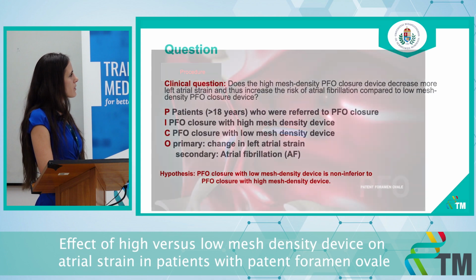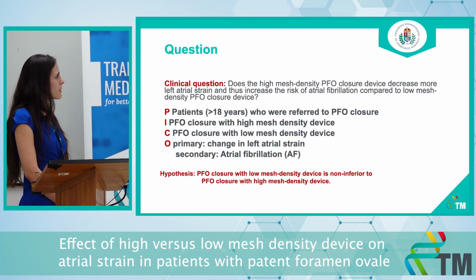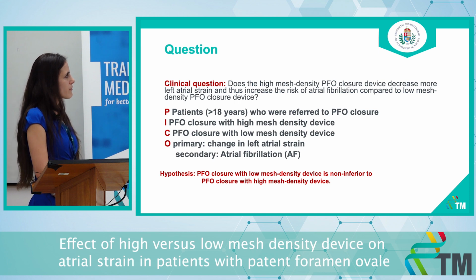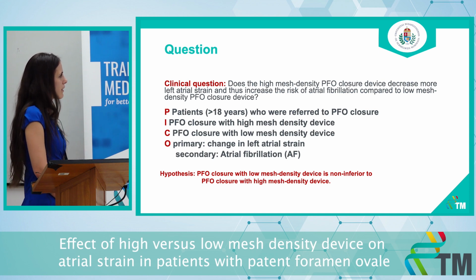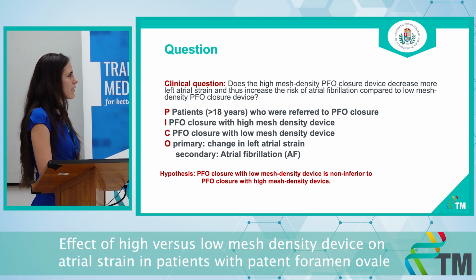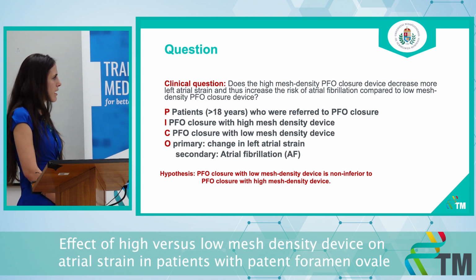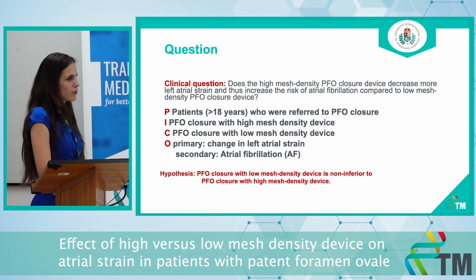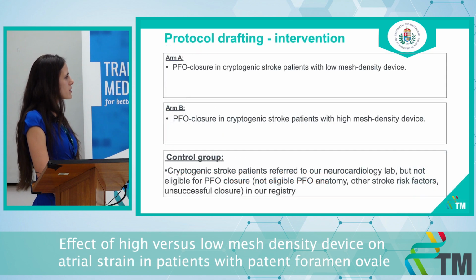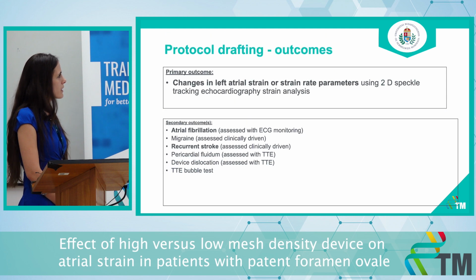Here you can see our clinical question and PICO framework. We are investigating patients who were referred to PFO closure to our clinic and comparing the 2 different mesh density types, assessing change in left atrial strain as a primary outcome and developing atrial fibrillation as a secondary outcome. And here you can see the 2 arms, which I already mentioned, and also the outcomes.